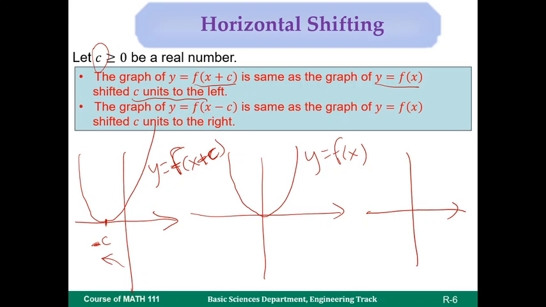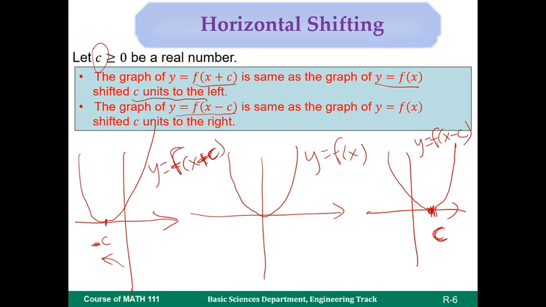Now, if we subtract c, what happens? The graph of this new function is the same graph but shifted c units to the right. So this one here will be c units to the right. So in this case, we'll pass through c, and this will be y equal to f of x minus c. But be careful here.